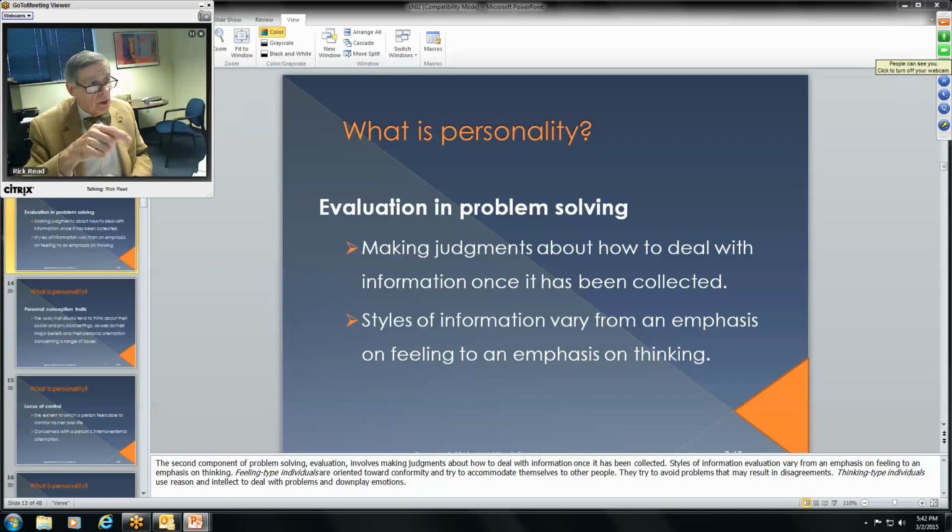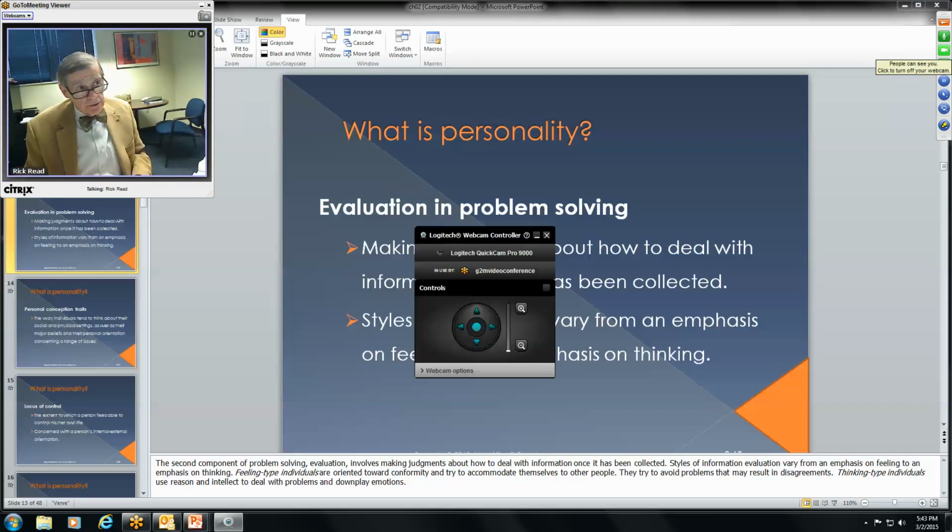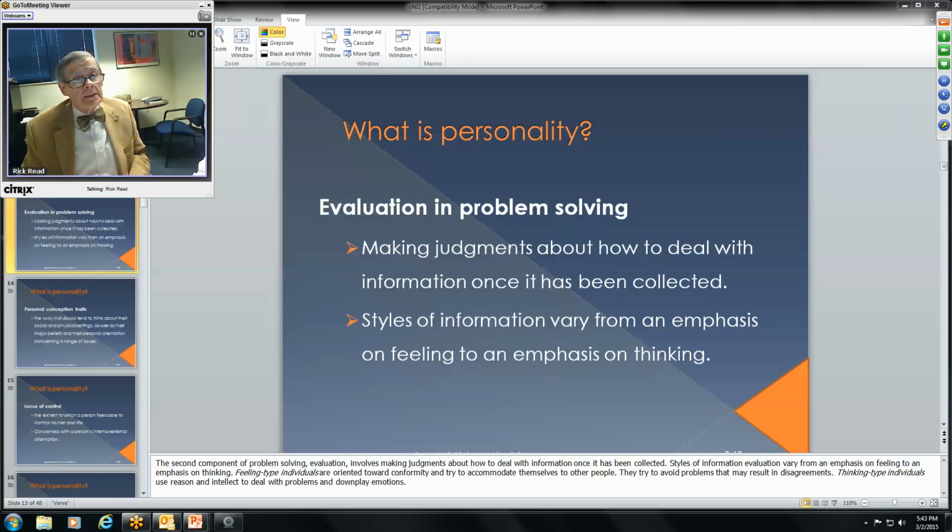How do we evaluate and problem solve? We're going to talk a lot about decision making in chapter 9, but how we deal with the information we have is really critical, and it tells us a lot about ourselves. So this is thinking and feeling, the emphasis on thinking. Again, this is part of what the Myers-Briggs does.